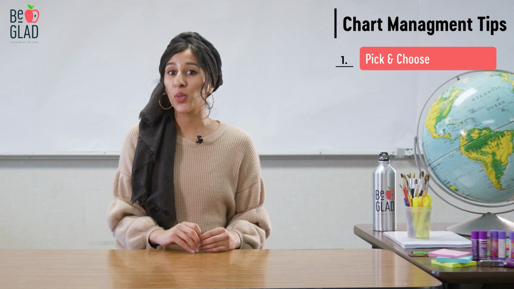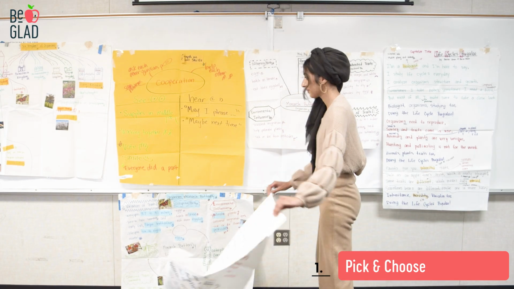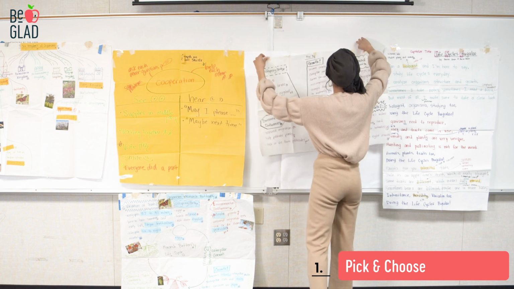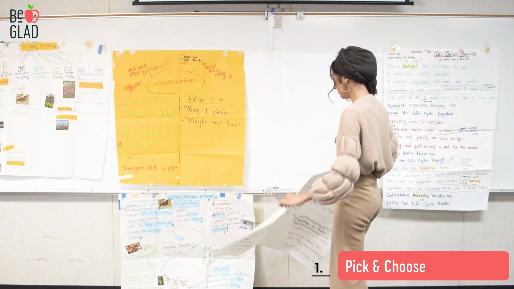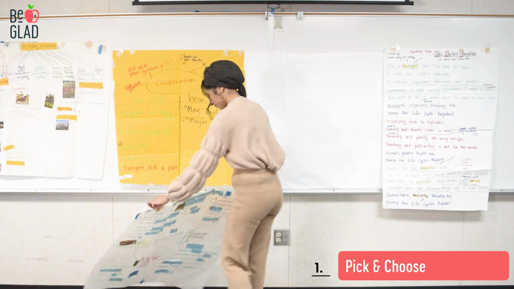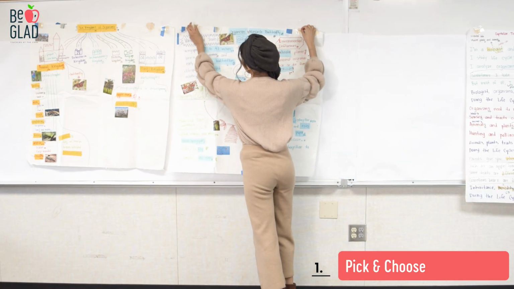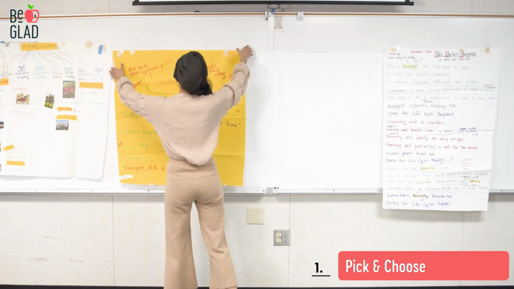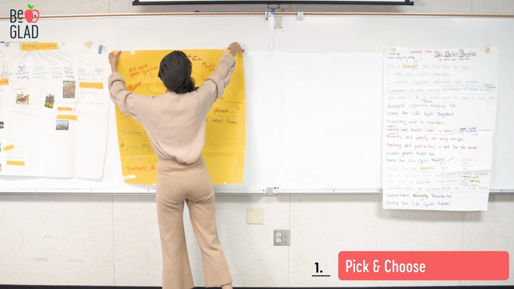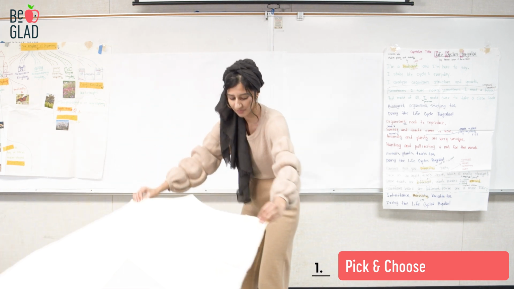Tip number 1, pick and choose. Be selective with what charts you want to leave up in your classroom. The idea is that we are creating a language-rich, language-functional environment that all students have access to. Come up with a general rule of thumb for your classroom. For example, if your students haven't referred to or used a chart within a week, take it down. At that point, it's wallpaper.